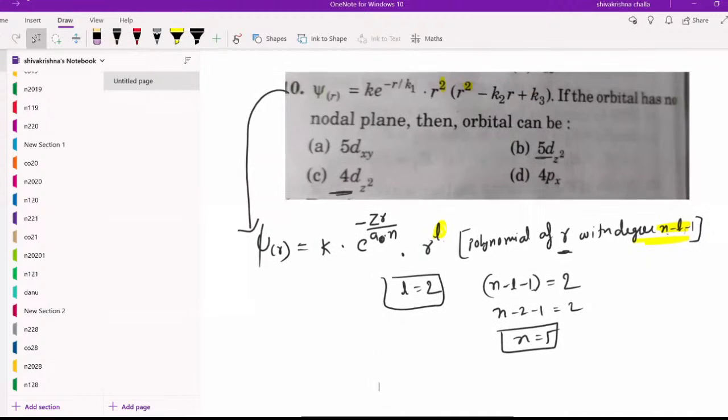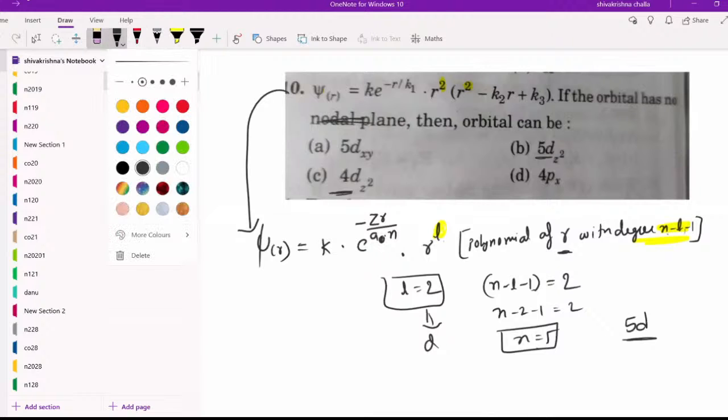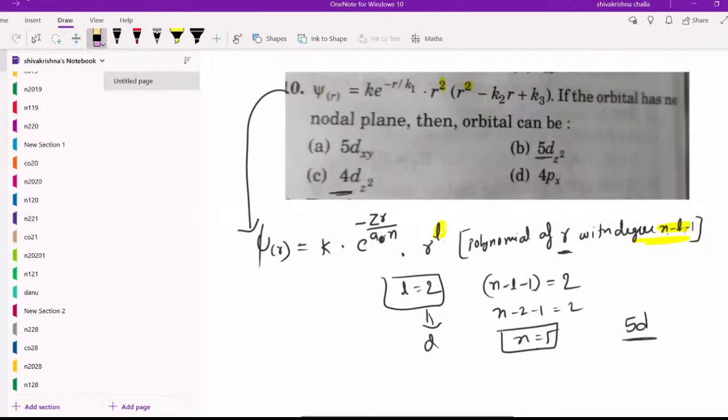So n is equal to 5, l is equal to 2. n equal to 5 means fifth orbit. l equal to 2 means d orbital. Therefore, the answer is 5d. In that 5d, which d? Now you come to your answer. What Yoganand Reddy and another student said, yes, that is correct. In that one, no nodal plane. Yes, student. Nodal planes. No nodal plane.